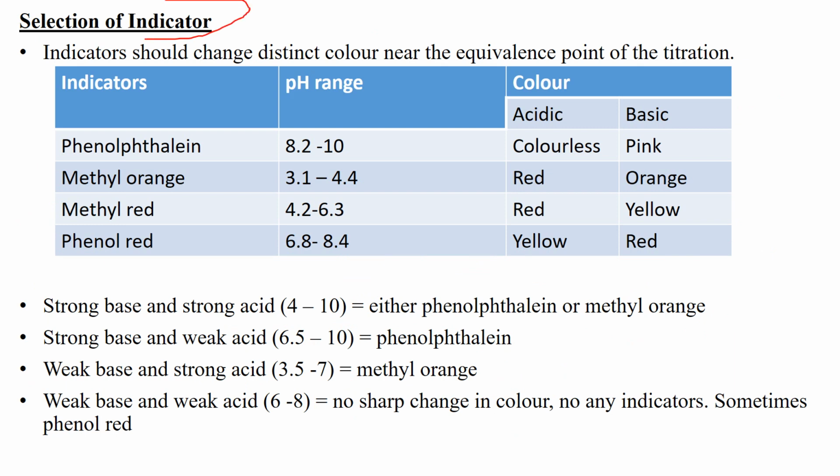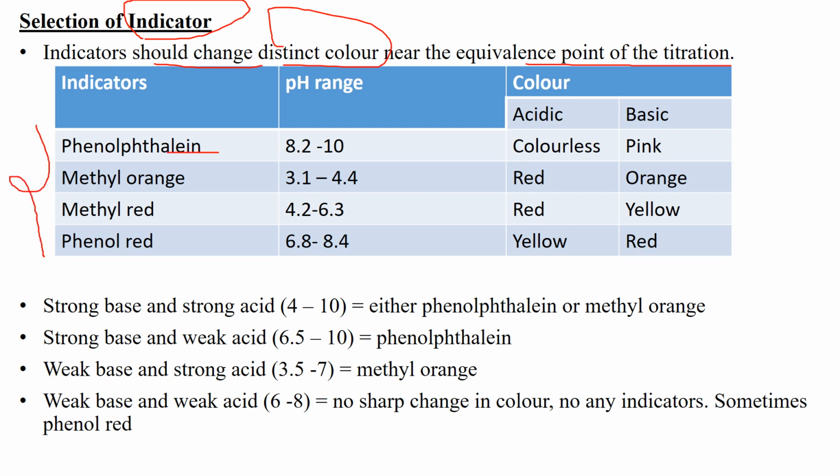Selection of indicator. This topic is very important. Indicators should change to a distinct color near the equivalence point of the titration. Only through the change in color of the indicator do we know the completion of the reaction. If the indicator does not change color near the equivalence point, then we do not know the endpoint of the titration, or whether the reaction is completed or not. So in this case, we have to select a type of indicator which gives a sharp change in color at the equivalence point of the titration.